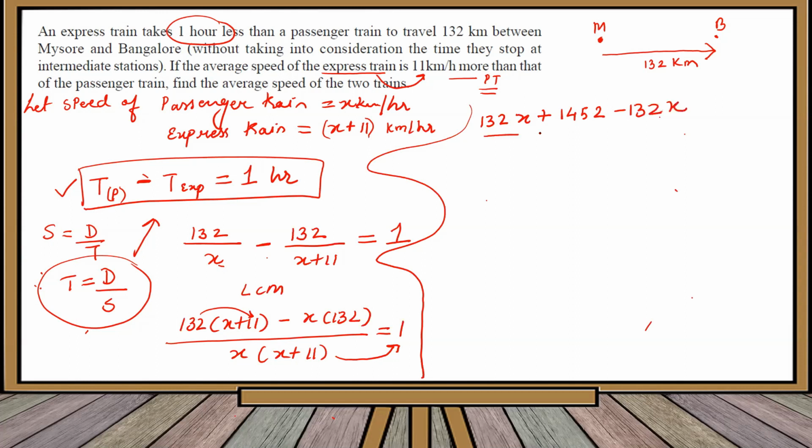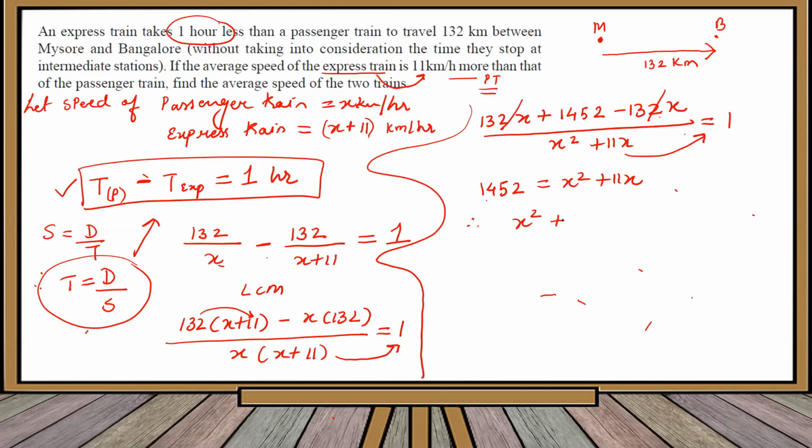Minus 132x whole upon x square plus 11x equal to 1. So if you see, this plus 132 minus 132 will get cancelled. We will shift this over here. So the equation becomes 1452 equal to x square plus 11x. Hence, the required quadratic is x square plus 11x minus 1452 equal to 0. This is my required quadratic equation.